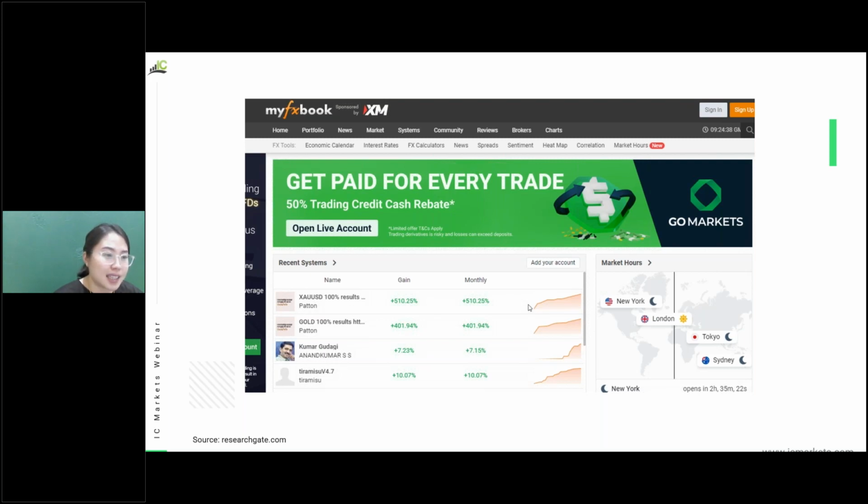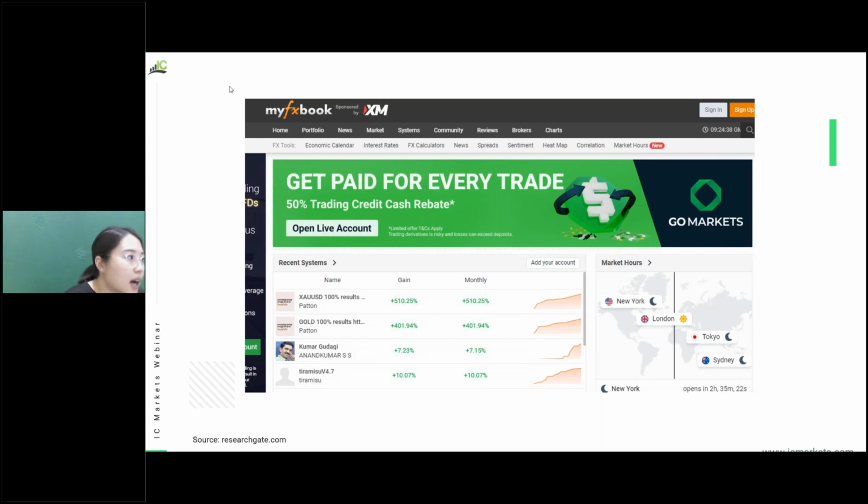From my understanding, these are the only two platforms that you can use. If anyone here is using any platform other than MT4 and MT5, let me know in the chat box. I want to know what platform you're using, but I personally am using MT4. So you can link MT4 to My Forex Book, and it will help you record your track record, and then you can go back and look at it and see what you went wrong, what date you went wrong, and whatnot. Okay, everyone cool with that?